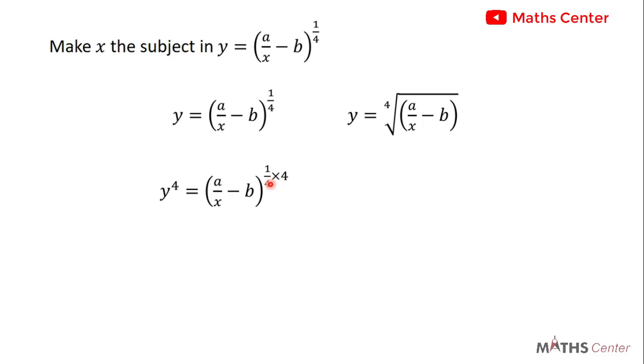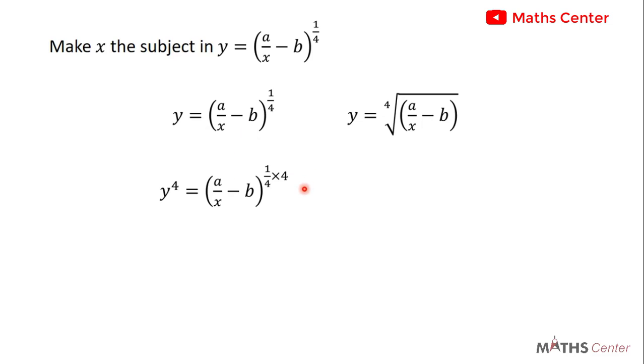Because this is the fourth root, you are going to multiply the power by 4. Once again, if the question gives it to you like this, you have to write it in this way in order to make the solution simpler for you. So if it were given to us as y is equal to the fourth root of a over x minus b, it is always simpler to write it like this. Here it was given to us this way, so you go straight ahead and solve it.